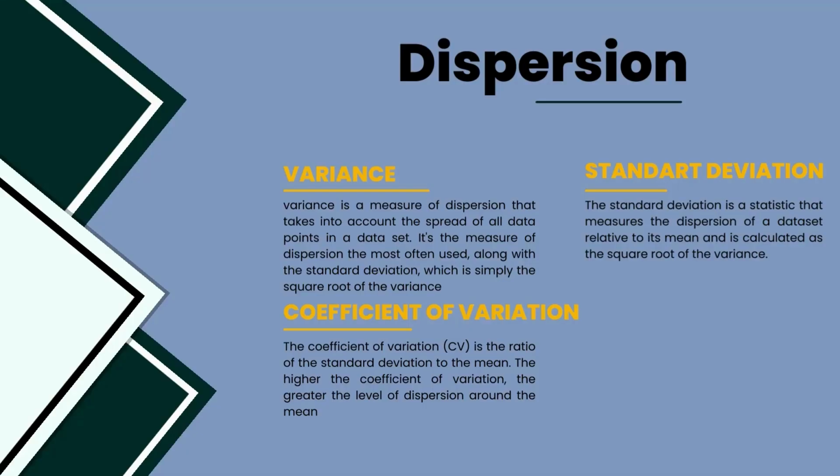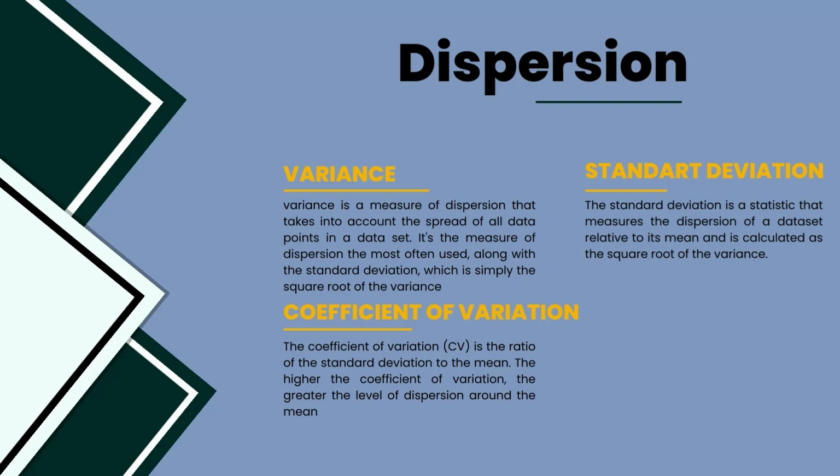Next, we're going to use three measures of dispersion. So, for the first one, variance. Variance is a measure of dispersion that takes into account the spread of all data points in a data set. It's the measure of dispersion most often used, along with the standard deviation, which is simply the square root of variance. The second is standard deviation.